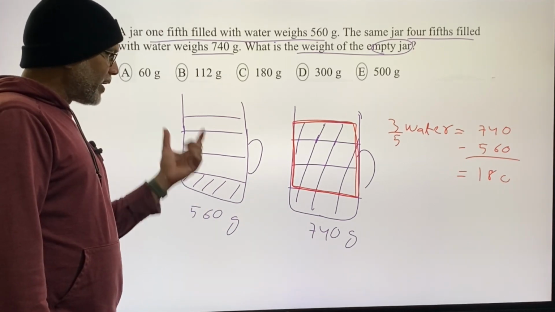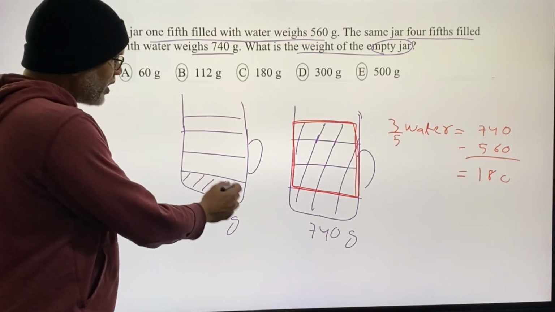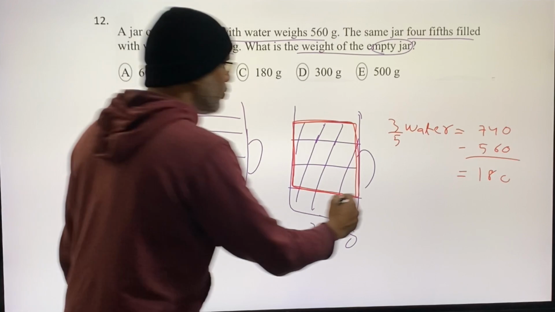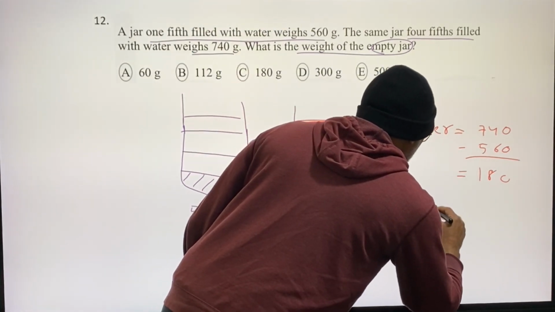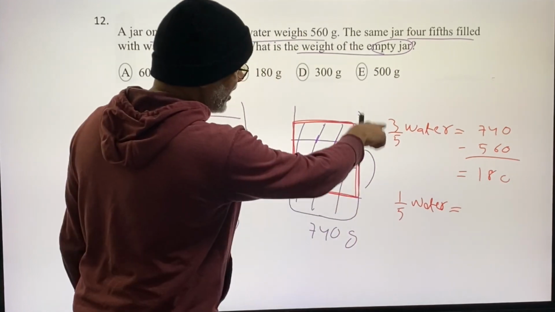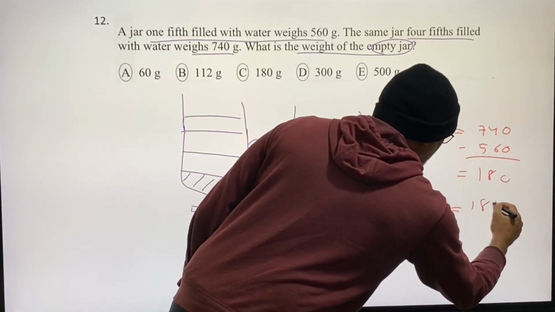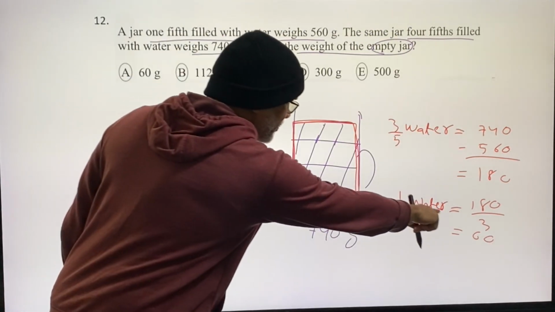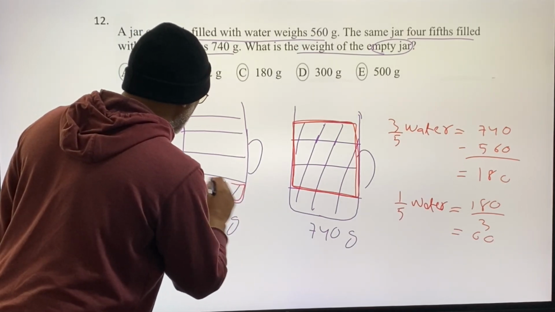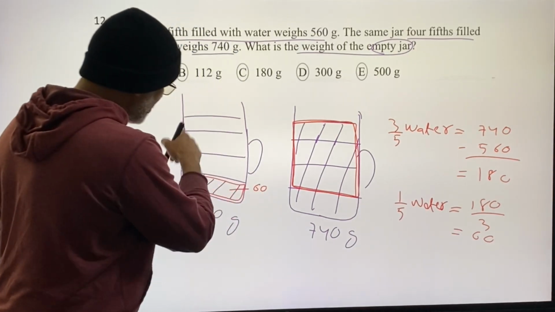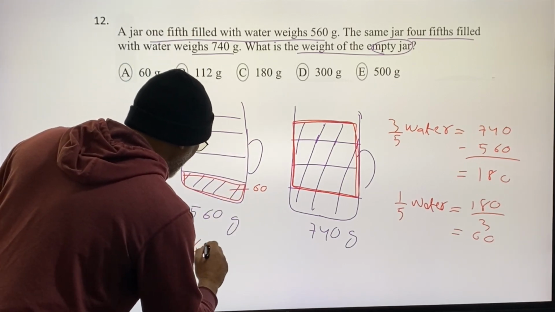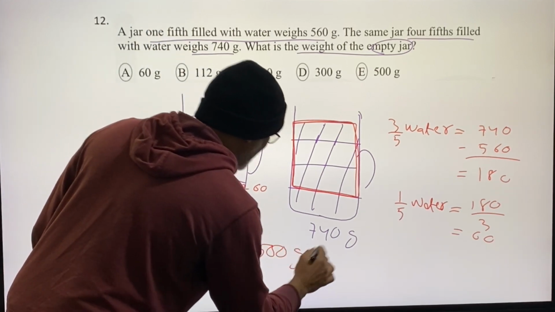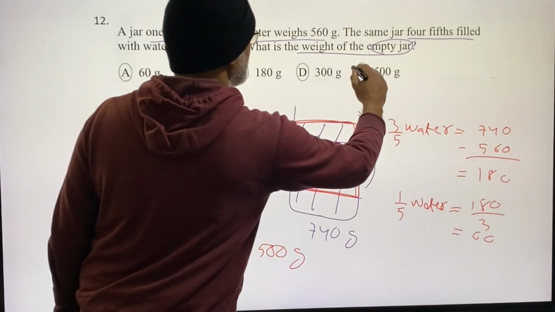And I need to find the weight of the empty jar. So in this case, I have 1/5 water, right? So let me find out the weight of 1/5 of water and then I subtract that from here. So 1/5 water is going to be, 3/5 is 180, 1/5 is 180 by 3, right? This is going to be 60. So the 1/5 water is 60 grams. Then the jar will be 560 minus 60. I take away the weight of the water, it is 500 gram, right? So the empty jar is 500 gram.